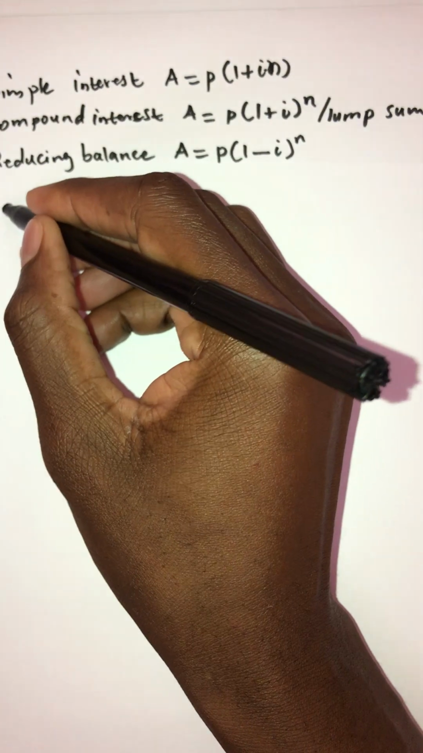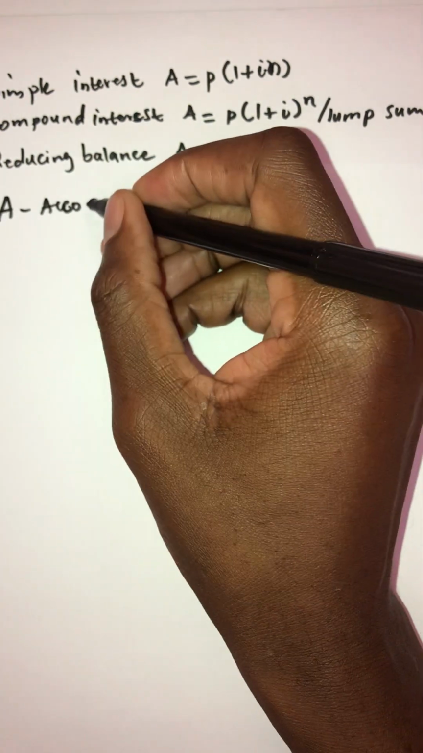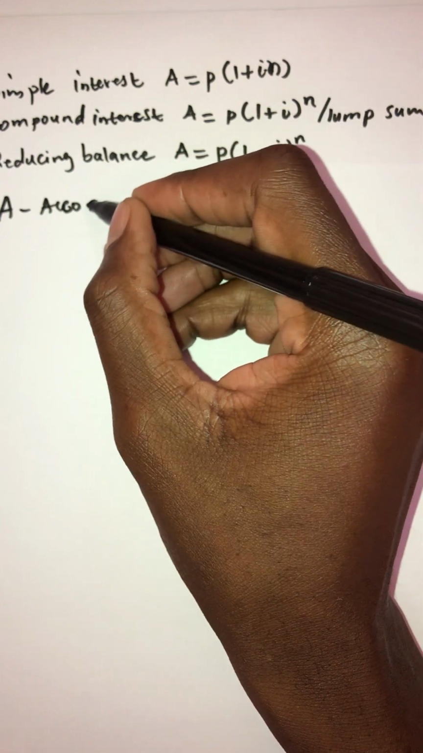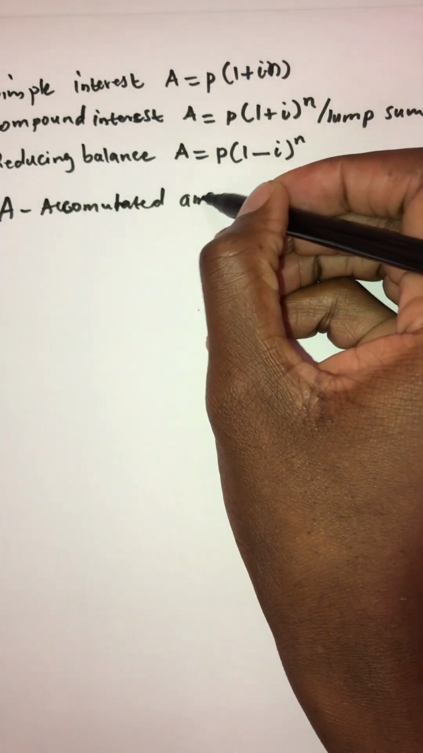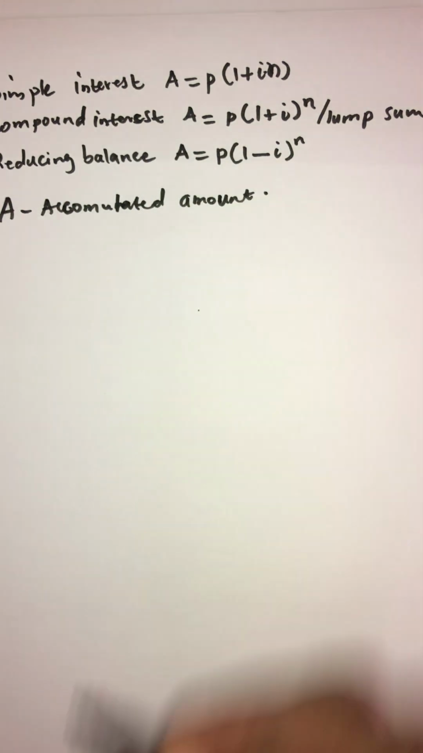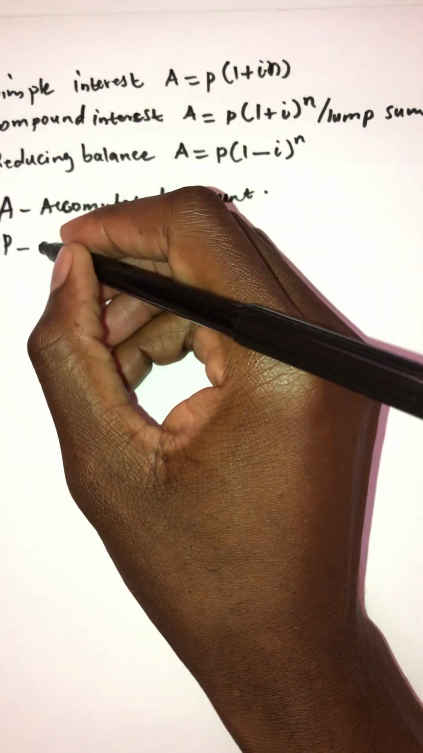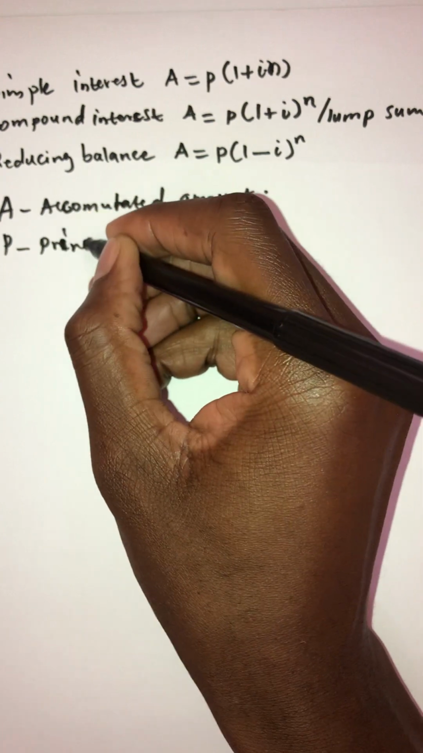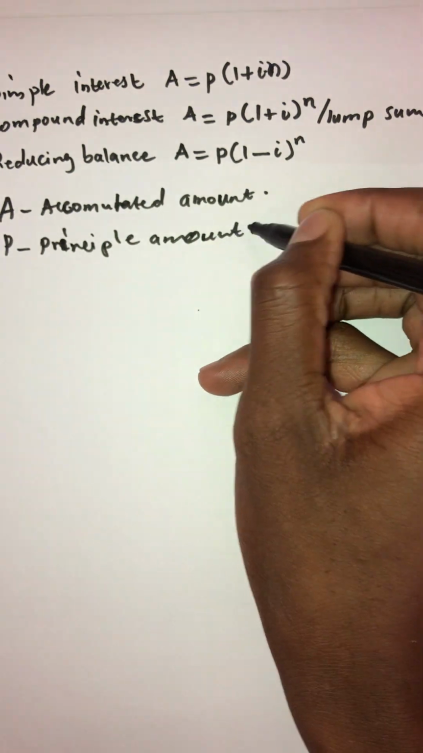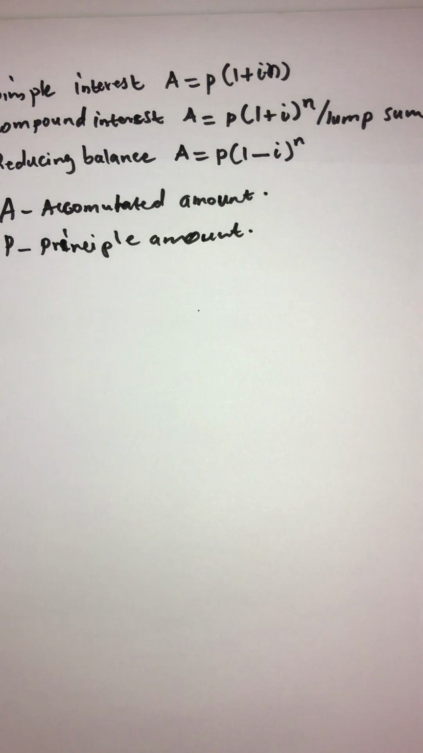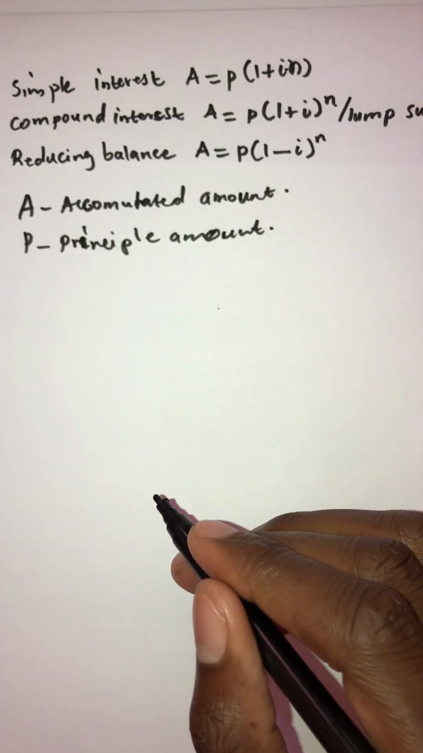We know A is what? It is an accumulated amount, or the total amount after the number of years or after the number of payments. P is either you deposit or you invest, so we call it a principal amount. It will be up to you, or you take a loan. So that is what we call the principal amount.